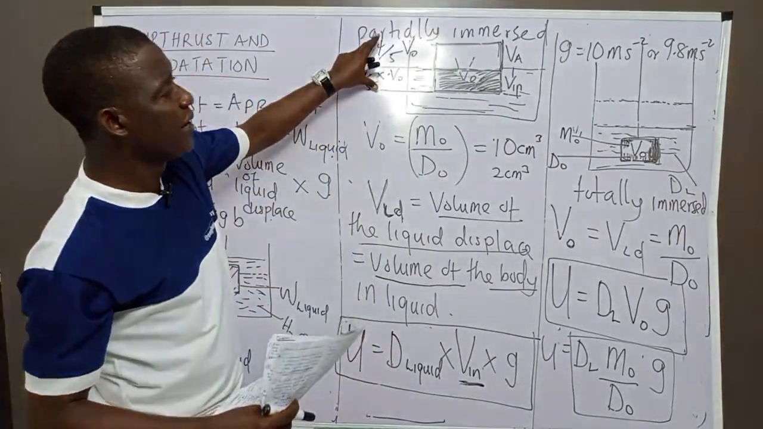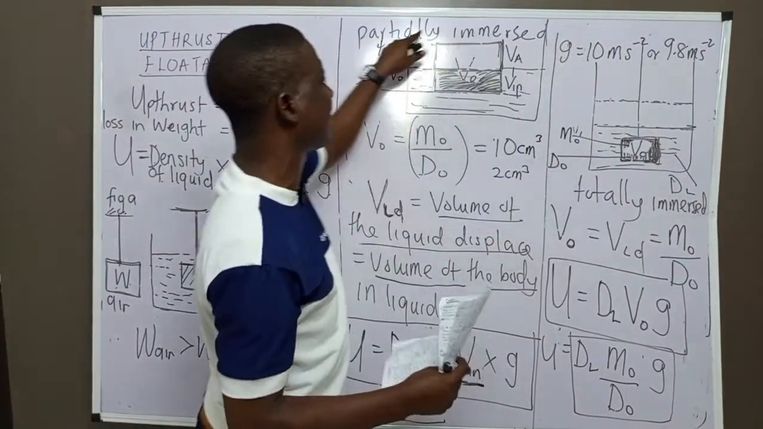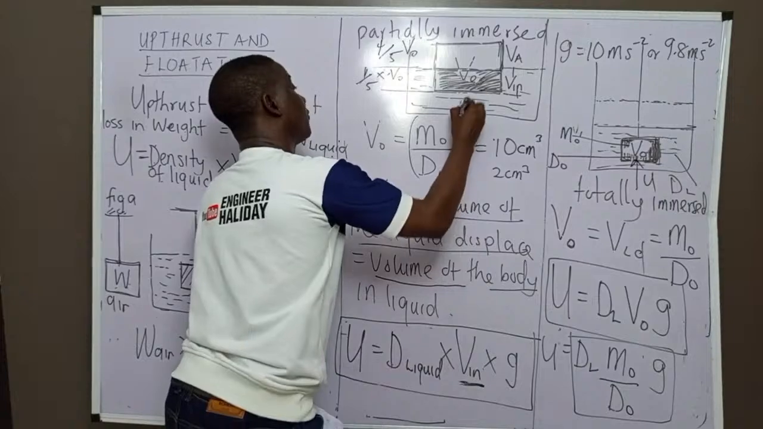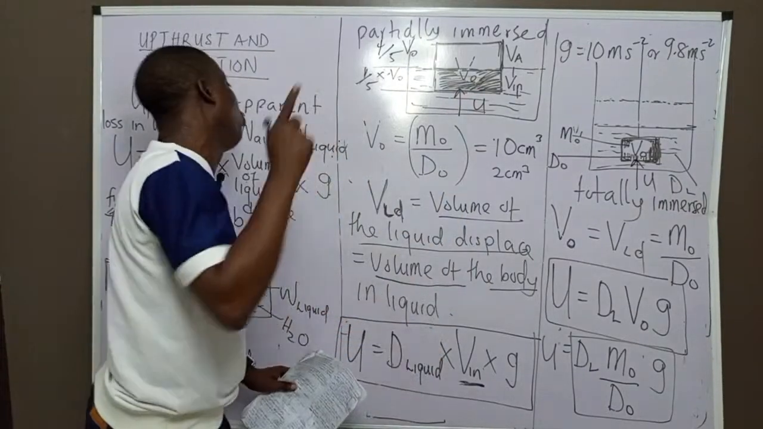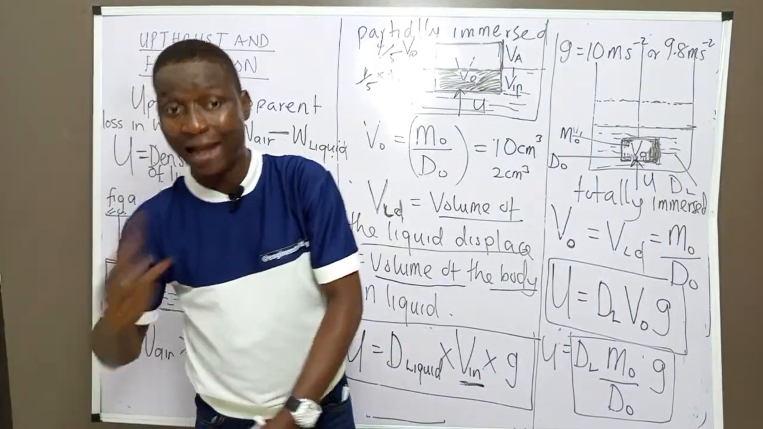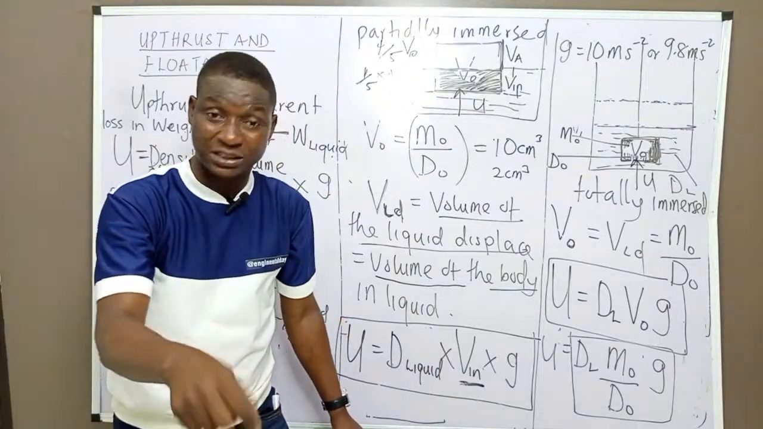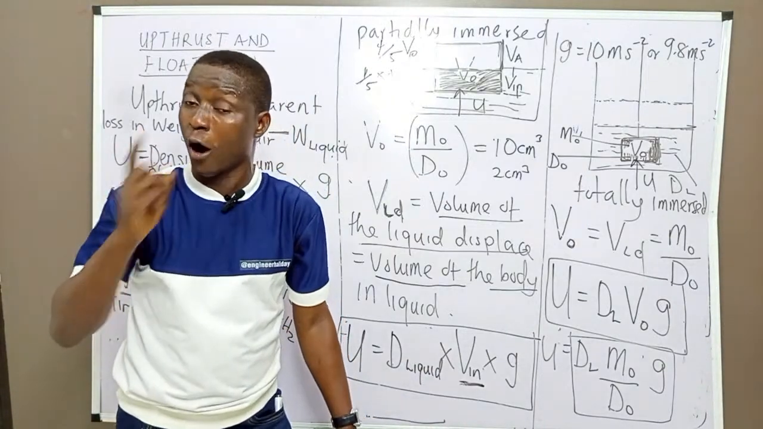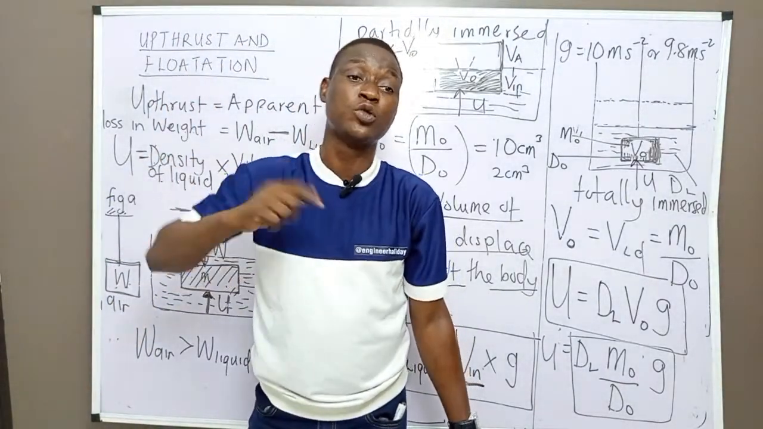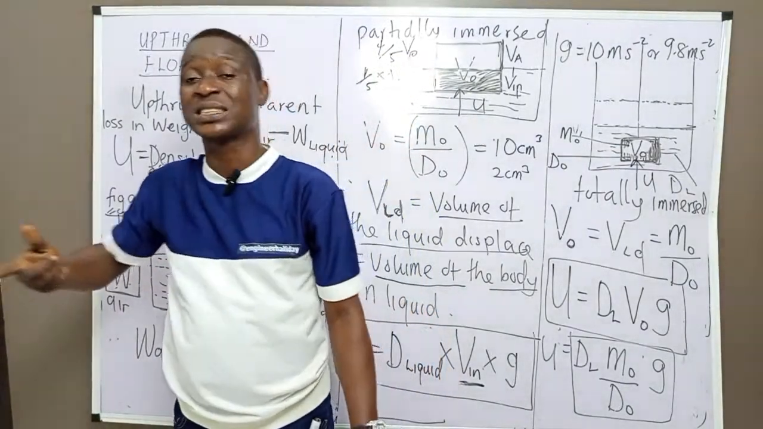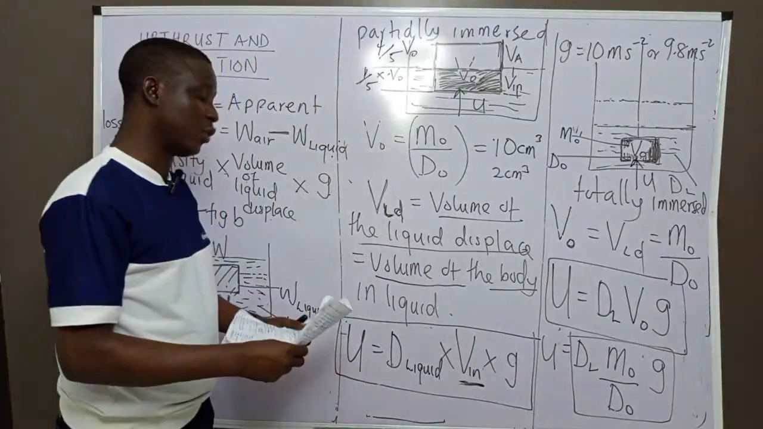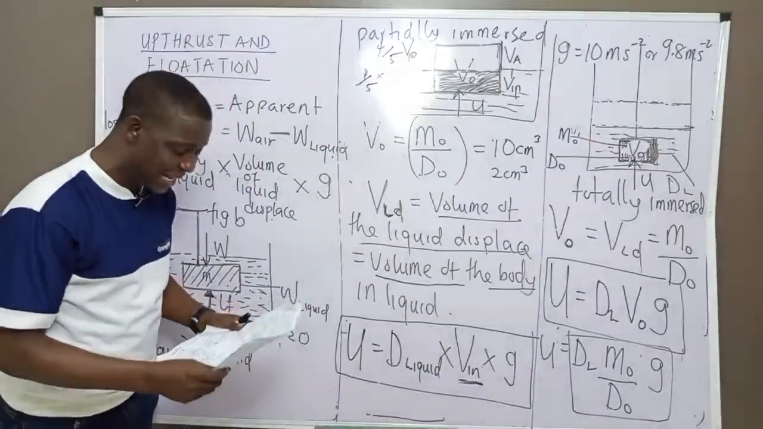Now we get what he said: when a body is totally immersed or partially immersed, it experiences an upthrust, which is equal to the weight of the liquid displaced. I told you that, or you have written the notes down if you have been following the class. I also told you upthrust is equal to the apparent loss in weight, where apparent loss in weight is weight in air minus weight in liquid. So we have explained Archimedes' principle.